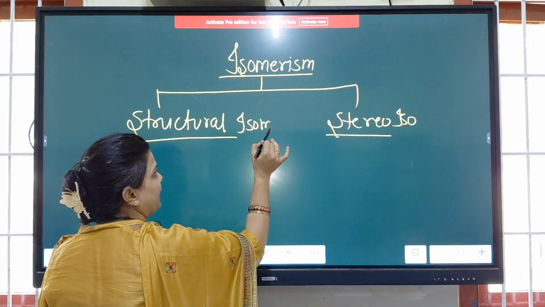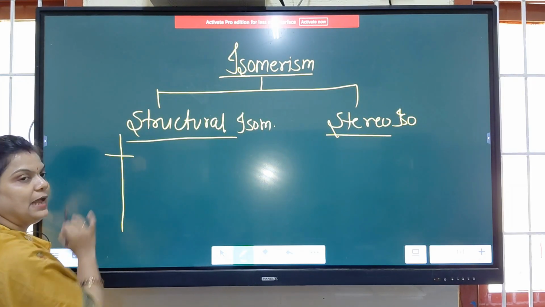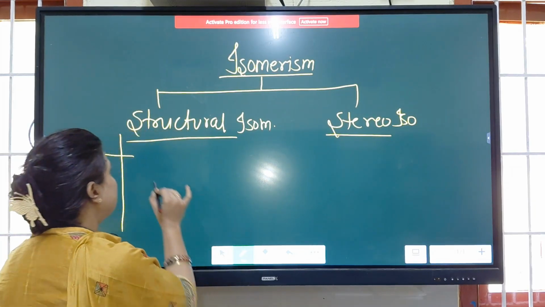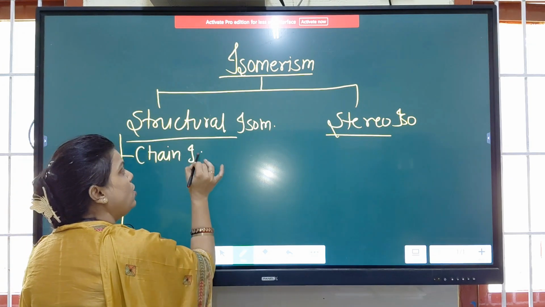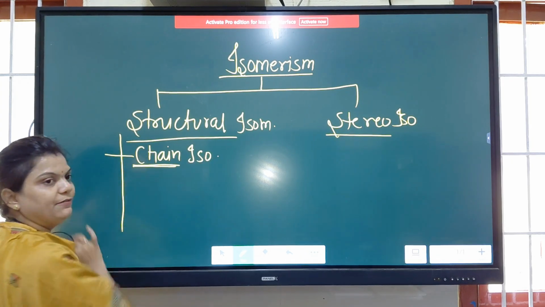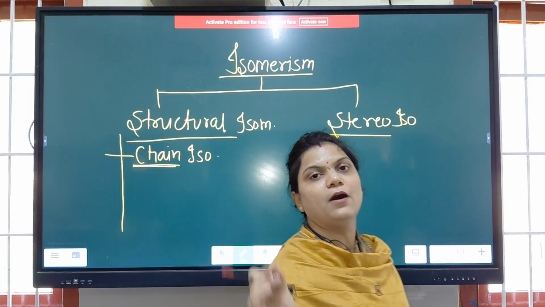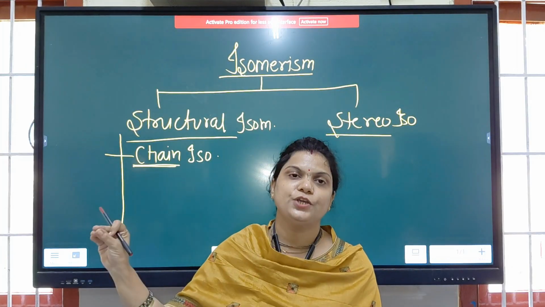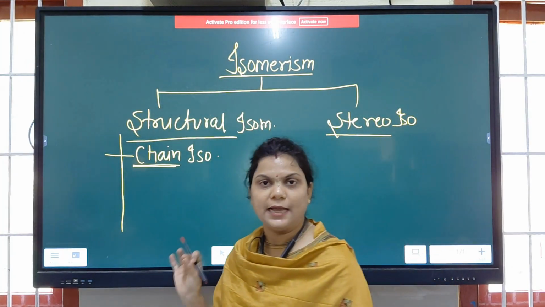Now come to structural isomerism. When we classify structural isomerism on the basis of the NCERT of class 11, the first part of that isomerism is chain isomerism. What? Chain isomerism. Then we just go through its keyword. The keyword is chain. That means if the molecular formula is the same but there is a difference in the parent chain of the carbon atoms, it is known as chain isomerism.